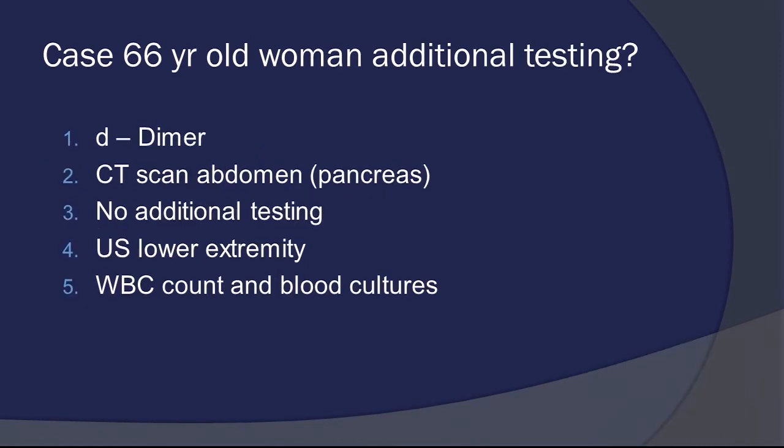So at this point in time, do you have to do anything more? And if so, what would you do? Check a D-dimer? Check a CT scan to make sure she doesn't have an occult malignancy? Go ahead and just don't do testing. Start treating her with a nonsteroidal and maybe a hot pack. Ultrasound of her lower extremity? Or maybe because it looks so inflammatory, check a white count and a blood culture before doing anything.